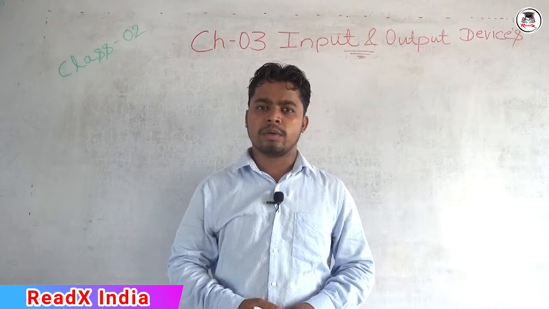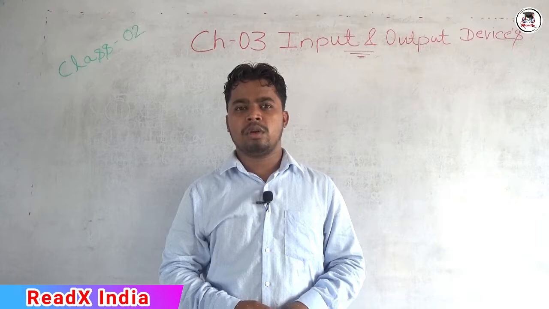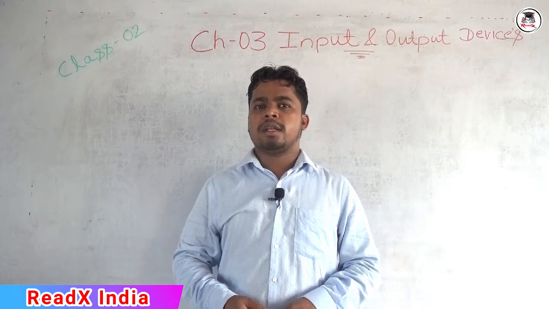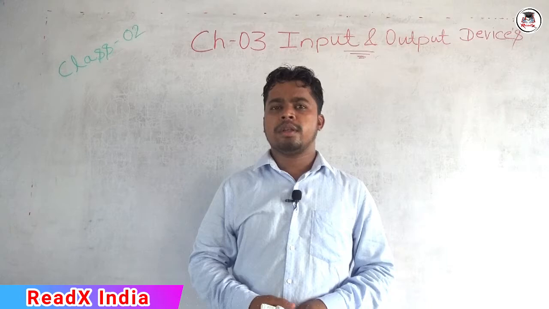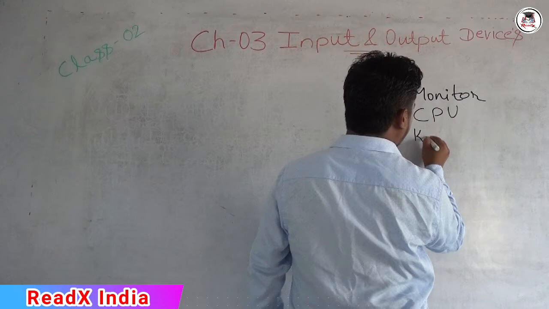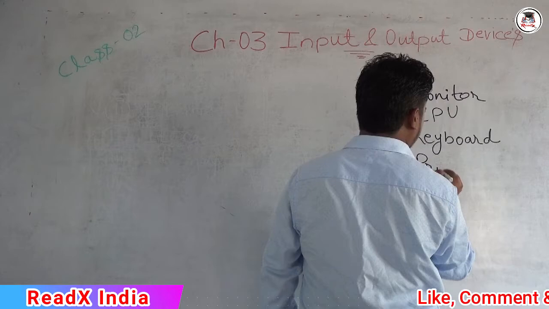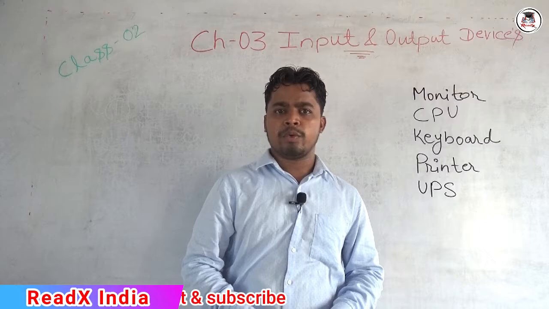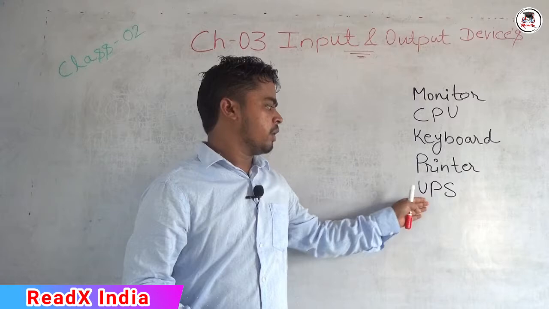Okay, so students, in this video, I am going to cover the next chapter of class 2, that is input and output devices. You might have seen in your computer lab that there are different sets of devices connected to the computer. We have monitor, CPU, keyboard, printer, next is UPS. These are some basic parts of a computer, which are there in the system.